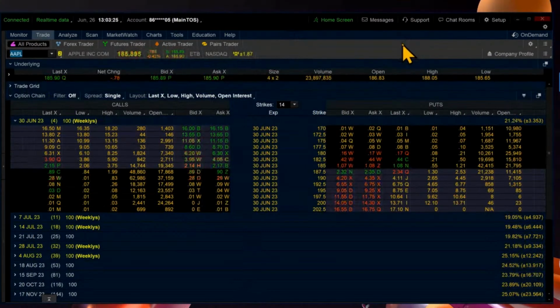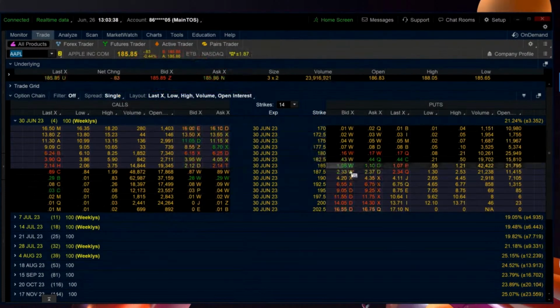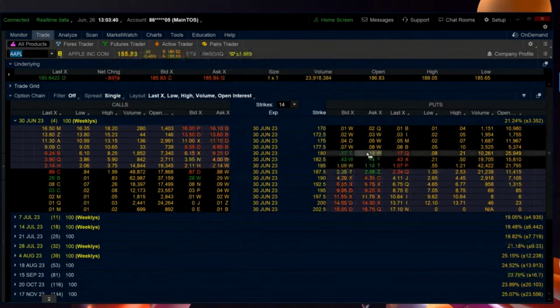The easy way to do this is like this. If the stock is 185.90, you know that the 185 is 2.15. So it's got a lot of premium. Just look at the put side. That will tell you how much premium you're paying over the intrinsic. So it's a quick way to do it. Let's say you go to the 180s. You're like, I want to buy the 180s. Well, there's only 17 cents of premium.